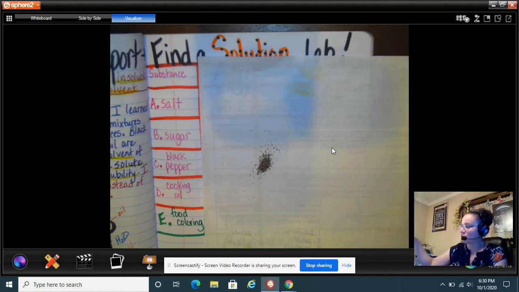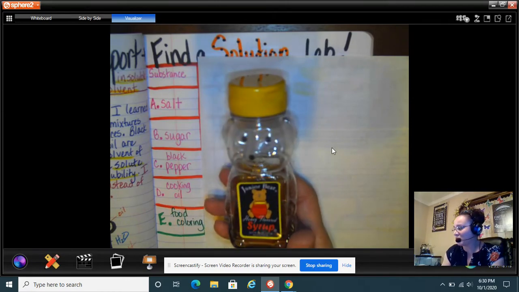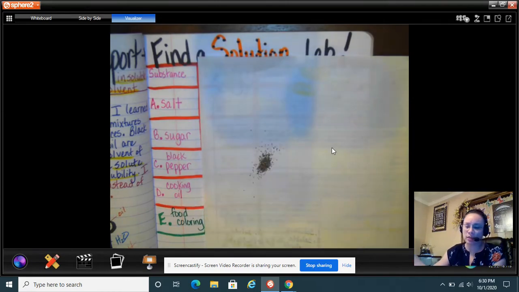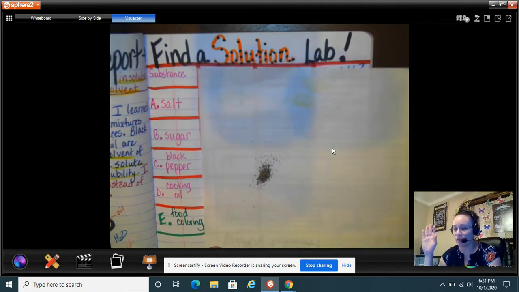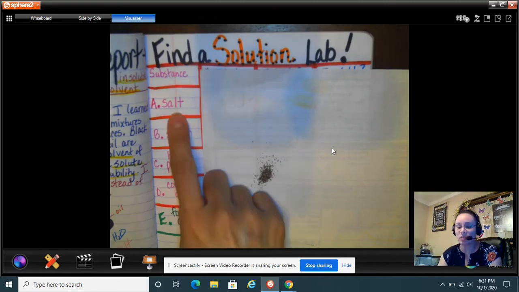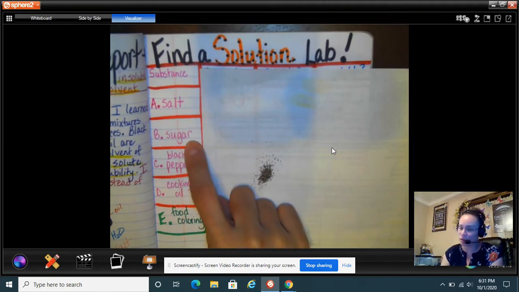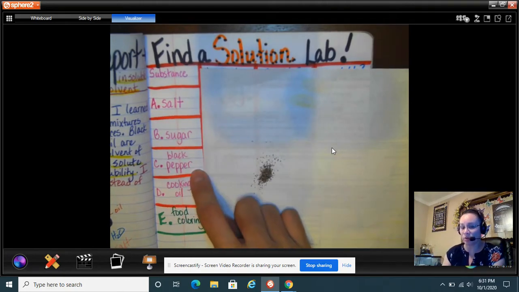Some people were also using honey. You can use honey for your bonus substance, or you can use Tajin, salsita, whatever you have in your kitchen. I don't want you to go out and get something. Whatever you have in your kitchen, you can test to see if it is a substance that'll dissolve in water. Does sugar dissolve in water? Does black pepper dissolve in water?